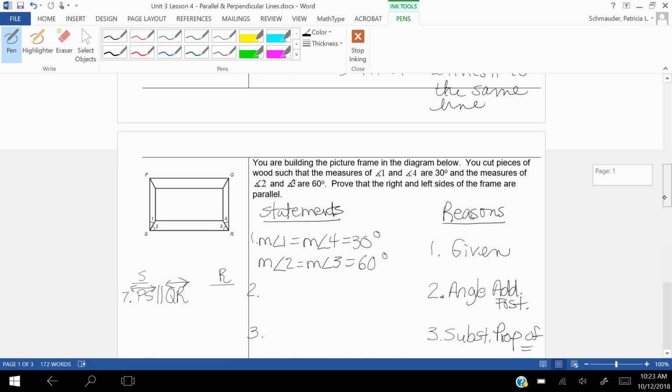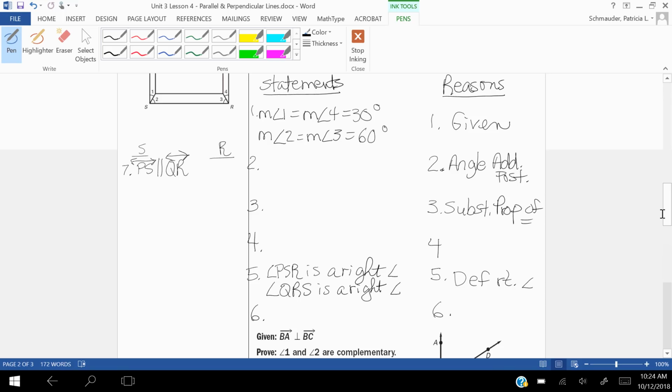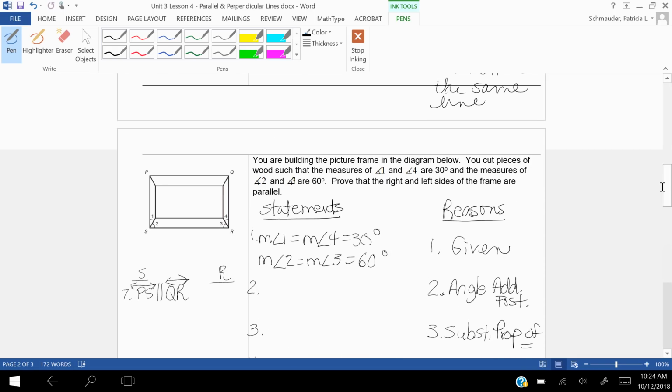Alrighty. Now, if we look at the next page here, we have a nice proof. And what I did is I came in here in advance and I gave you a lot of hints. Let's see what it is. We got a picture frame. It says you're going to build this frame just like it is over here. It's not actually below because I moved it, it's to the left.